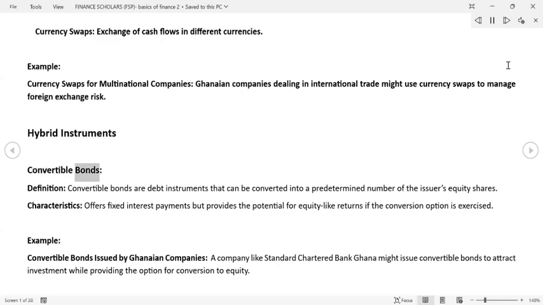Hybrid instruments. Convertible bonds. Definition. Convertible bonds are debt instruments that can be converted into a predetermined number of the issuer's equity shares. Characteristics. Offers fixed interest payments but provides the potential for equity-like returns if the conversion option is exercised. Example. Convertible bonds issued by Ghanaian companies. A company like Standard Chartered Bank Ghana might issue convertible bonds to attract investment while providing the option for conversion to equity.